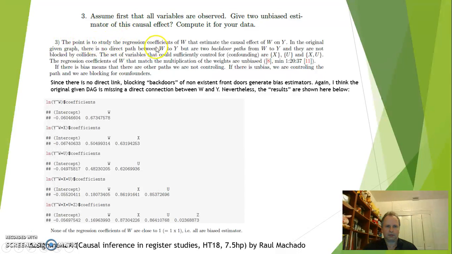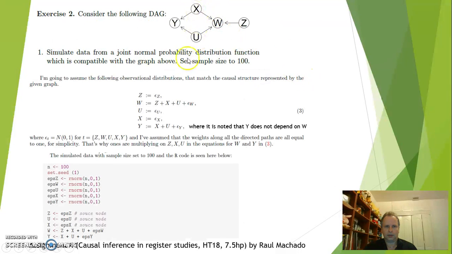But let me explain this. The point is to study the regression coefficient of W that estimates the causal effect of W on Y. In the original graph, there is no direct link, and the paths are not blocked by colliders. There are two back doors, but again, no direct link. Something is missing here. A variable set that could sufficiently control the confounder, assuming there was a direct link, would be X, Y, X, U, and X and W, or the combination of both.